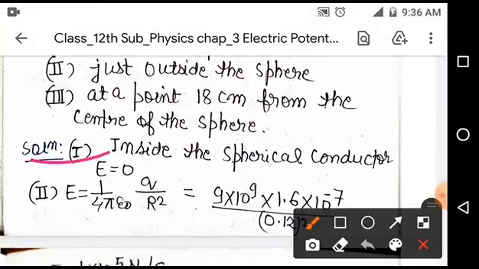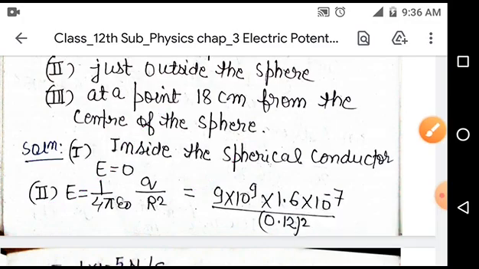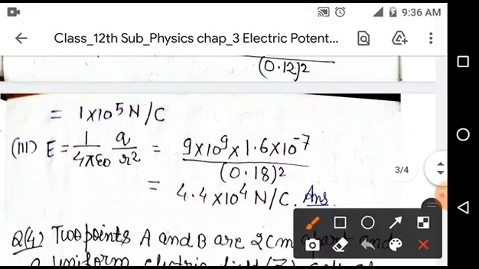So as we know that inside the spherical conductor there is no charge, that means the electric field intensity will be 0. In the second case, when we find the electric field just outside the spherical shell, that means here we have to find the electric field on the surface. So it will be 1 upon 4 pi epsilon naught q upon capital R square, and on putting the values 9 into 10 to the power 9, 1.6 into 10 to the power minus 7, 0.12 square, and it will be 1 into 10 to the power 5 Newton per Coulomb.